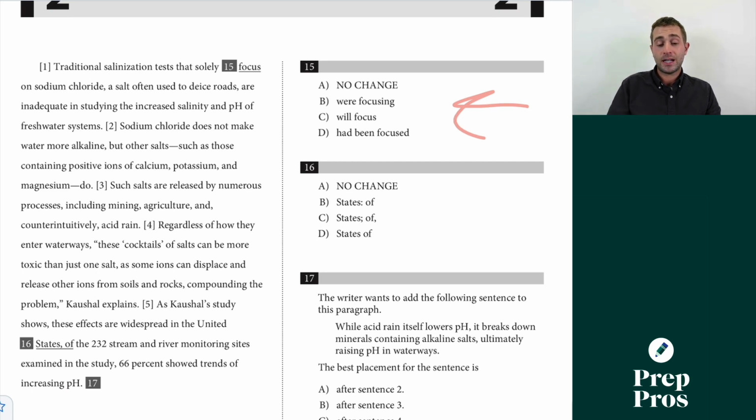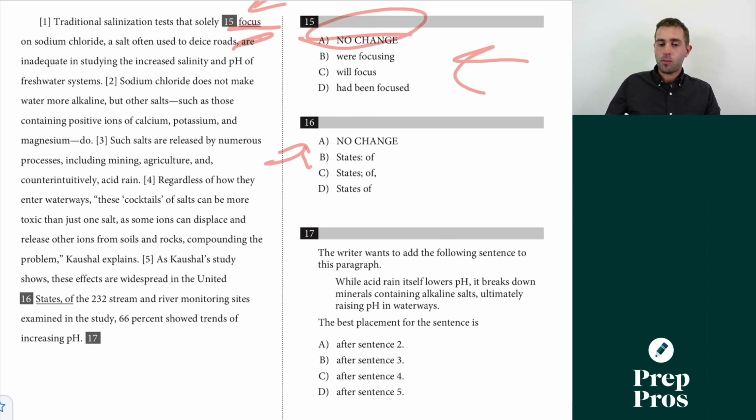Traditional salinization tests that solely blank on sodium chloride, a salt often used to de-ice roads, are inadequate in studying the increased salinity and pH of freshwater systems. So here we're saying just solely focus, and are, this is our present tense matching up to this. We can tell that A is correct here. Now, question 16 here. I'm going to skip reading through the whole passage this time just so we keep the video moving a little bit quicker here.